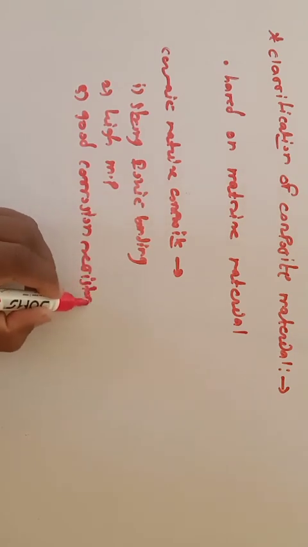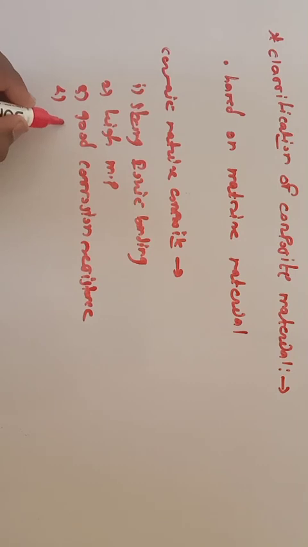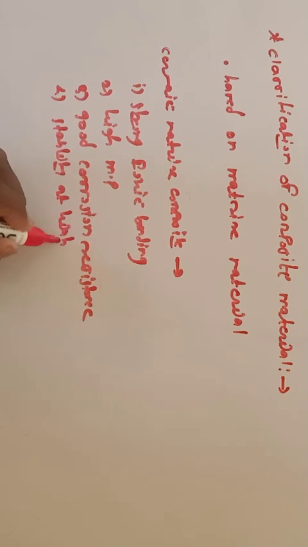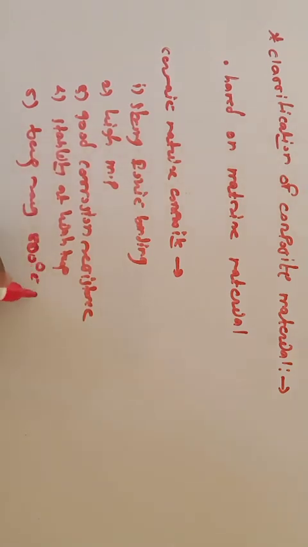having good stability at high temperature, and widely used in engineering application in which the temperature lies between 800 degrees Celsius to 1650 degrees Celsius. So these are the important characteristics of ceramic matrix composites, ceramic as a matrix material.